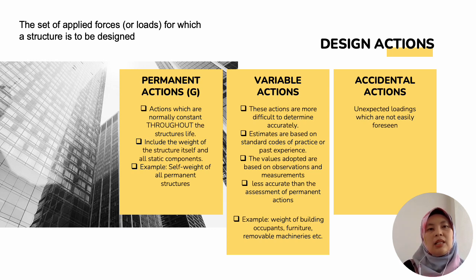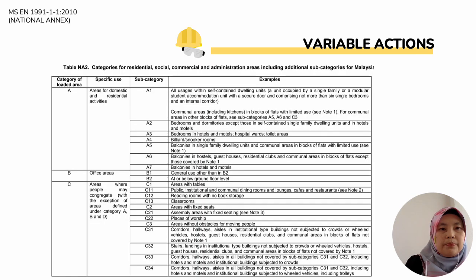Basically, in the design process, we are going to design with regards to the permanent actions and also the variable actions first. Basically, how we are going to determine the values from the Eurocode. It is given in the MS EN 1991, which is the Eurocode 1, and it is also referring to the national annex that is particularly for Malaysia.